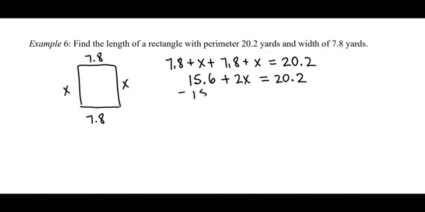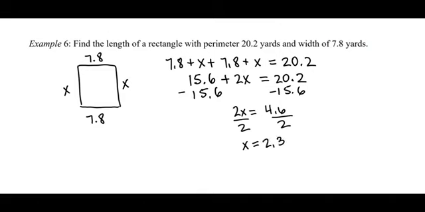Okay, we're going to subtract 15.6 from both sides to get 4.6, so we have 2x equals 4.6, and then divide by 2. We'll have x equals 2.3. So if your perimeter is 20.2 yards, and the width is 7.8 yards of your rectangle, that means your length is 2.3 yards.